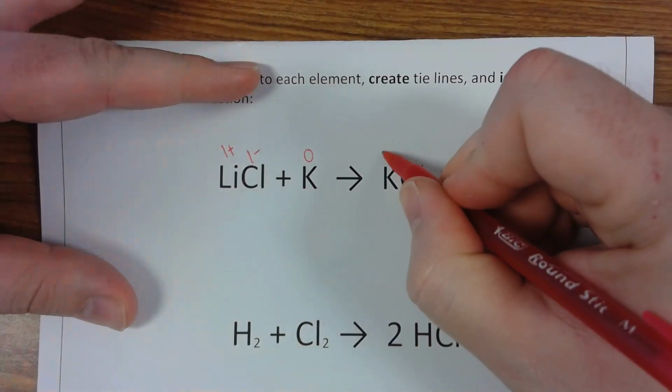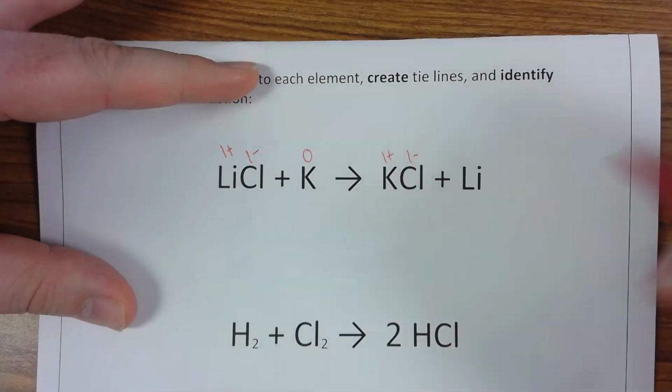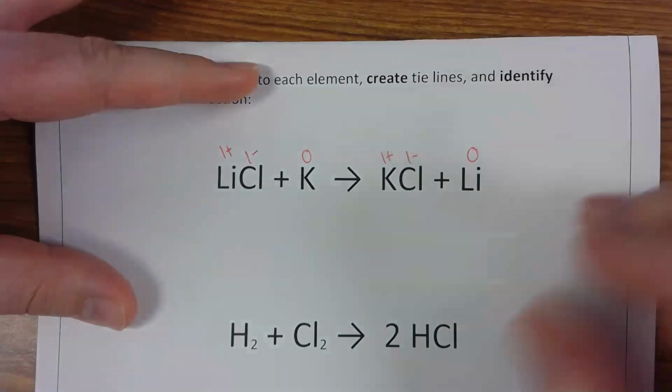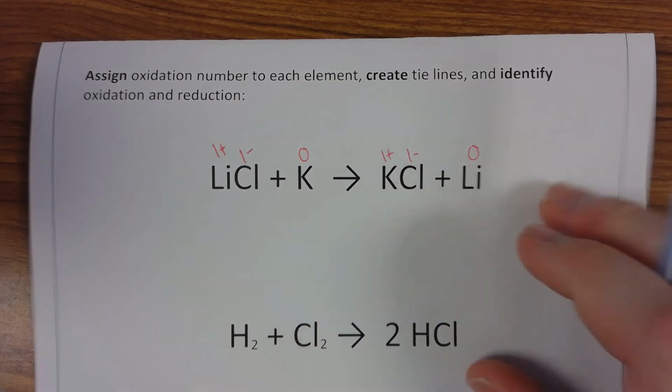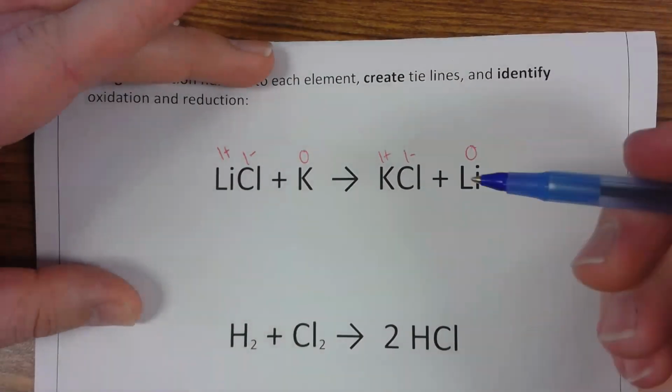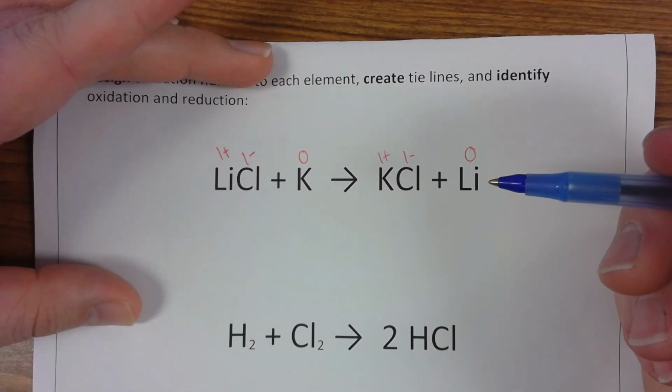Okay, group 1, and then again, neutral element with no charge. So assigning oxidation numbers should be relatively fast. The next thing you do is create tie lines, and tie lines connect the things that are changing.